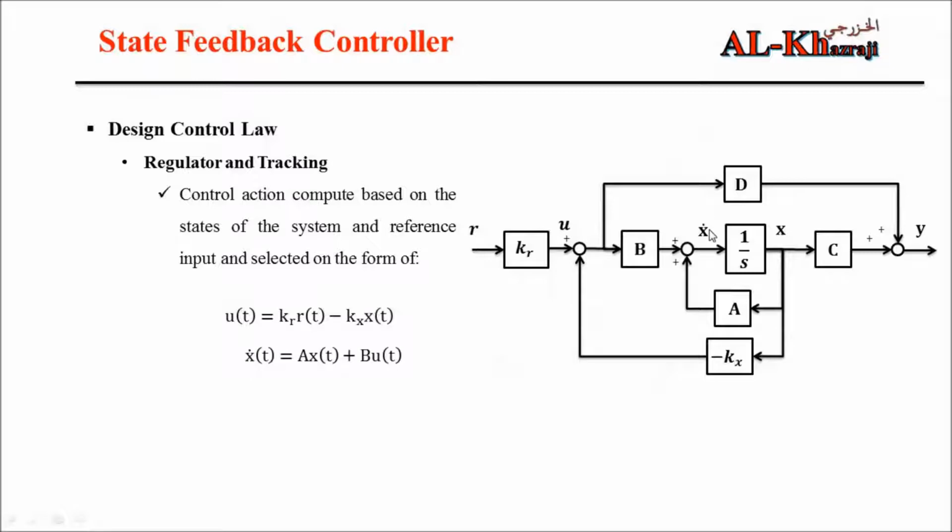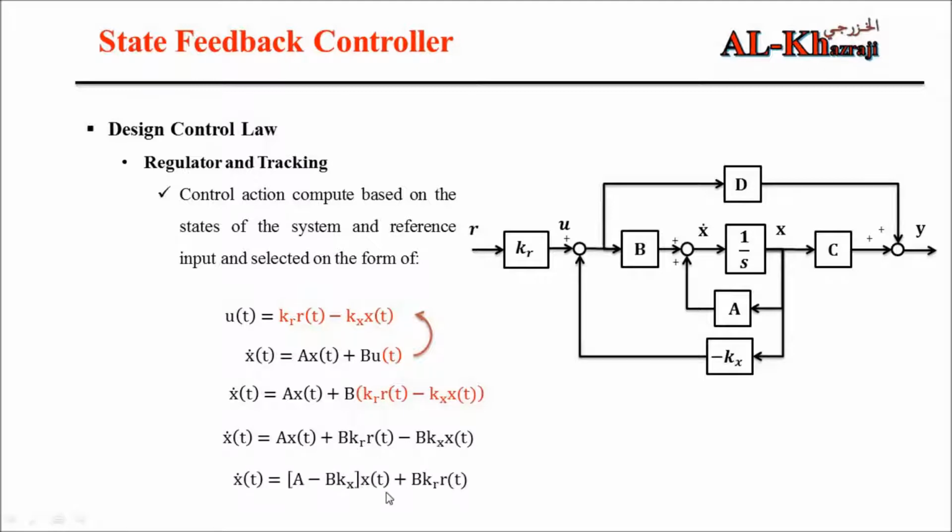Now, if we go back to X dot, which is A multiplied by X plus B multiplied by U, and we substitute this U, we will get this. So this U will be substituted by Kr multiplied by R minus Kx multiplied by X. Now, if we rearrange the equation, we get A minus B multiplied by the gain Kx, all multiplied by the state of the system, plus B multiplied by Kr with the reference input R.